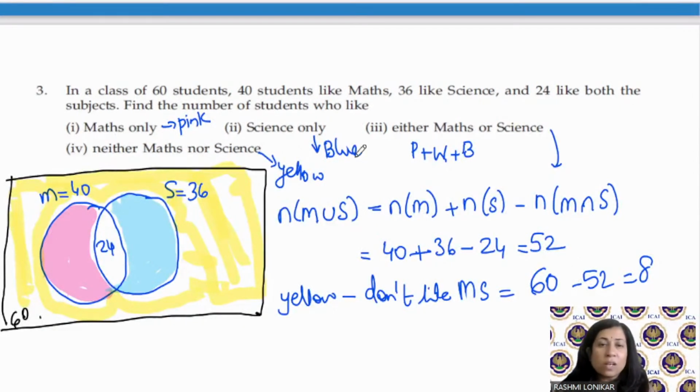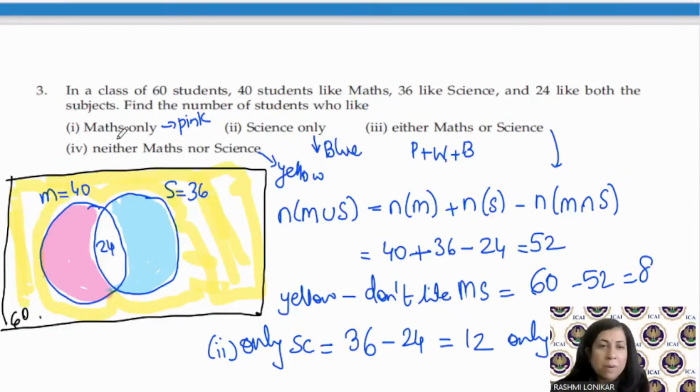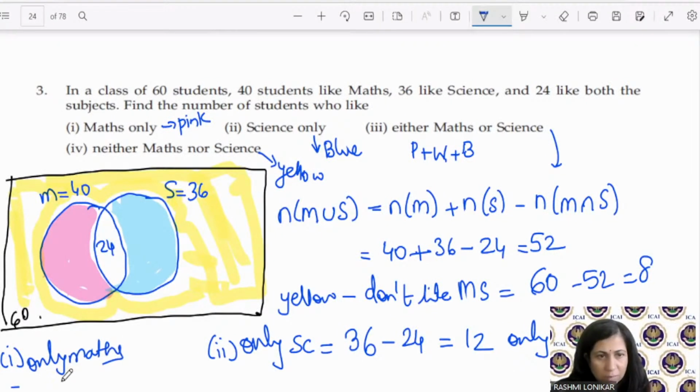Now only science, that is the blue portion. How much will that be? There are 36 students who like science. Out of that, 24 like maths and science. So how much do we get? 12 are the students who like only science. Okay. Maths only, the pink portion. Only maths is equal to 40 minus 24, which is equal to 16 students who like only maths.